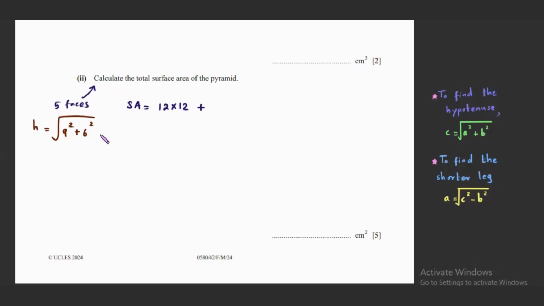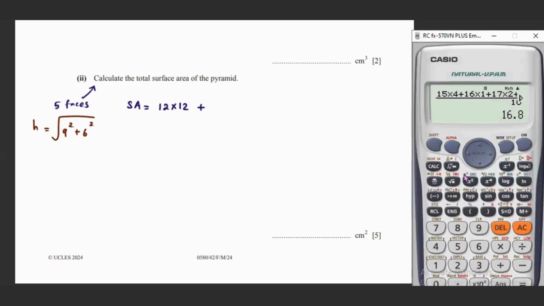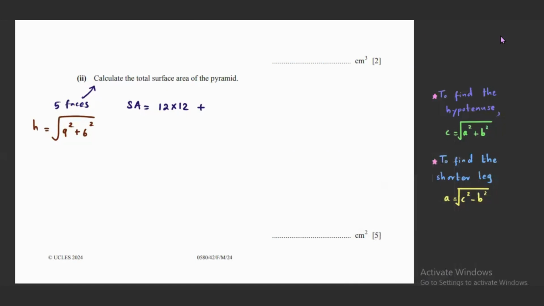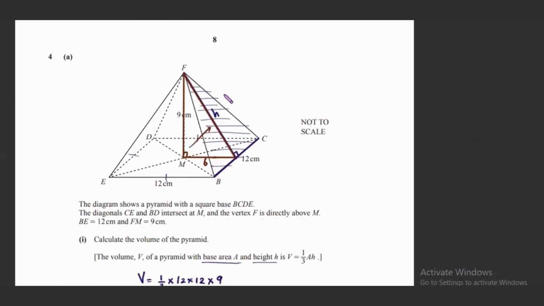So I'm going to put this in the calculator and let's see what we get. Square root of 9 squared plus 6 squared. And when we do this, we end up getting 10.8166. So I can write it to about 2 decimal places as 10.82. So h is 10.82. This is going to be this distance that we have here.